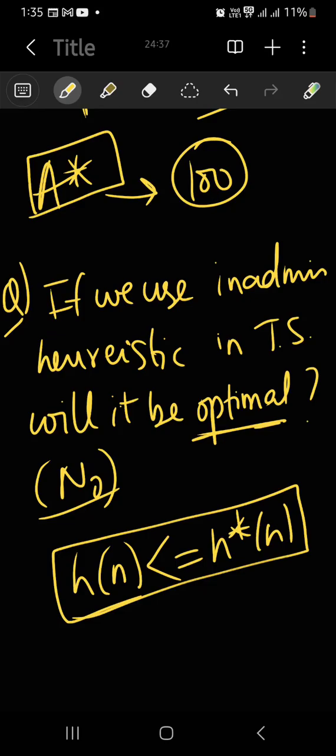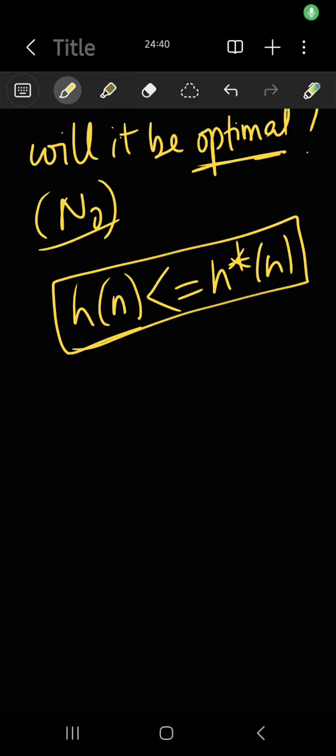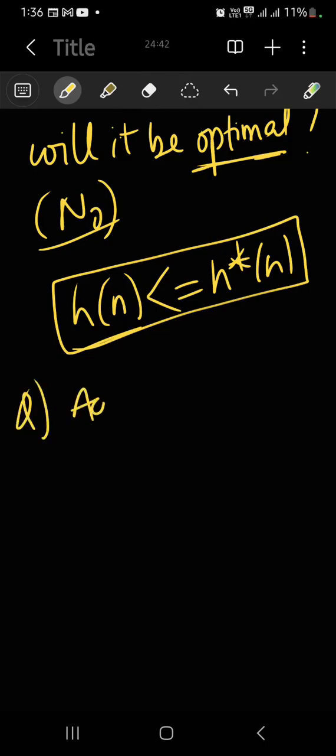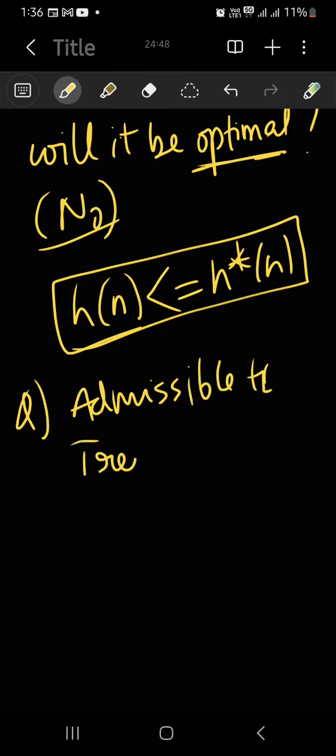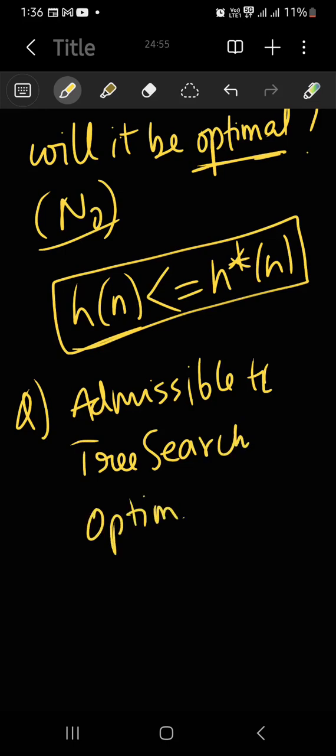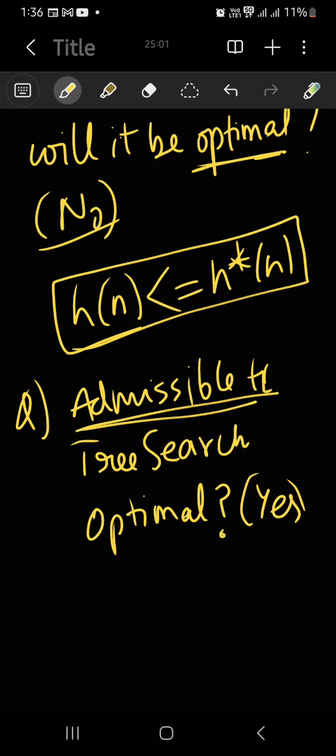Now tell me the follow-up question. I am using an admissible heuristic. I am doing tree search. Then will I get the optimal solution or not? The answer is yes. If you are using an admissible heuristic, then it doesn't matter which type of search you are doing. You will always get the optimal solution.